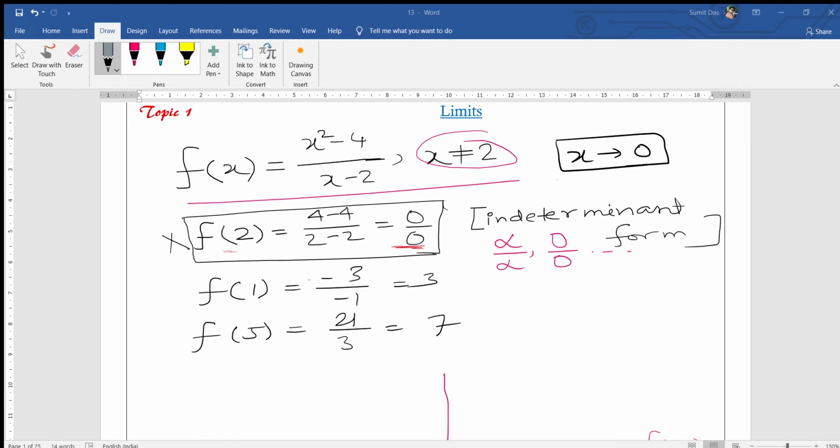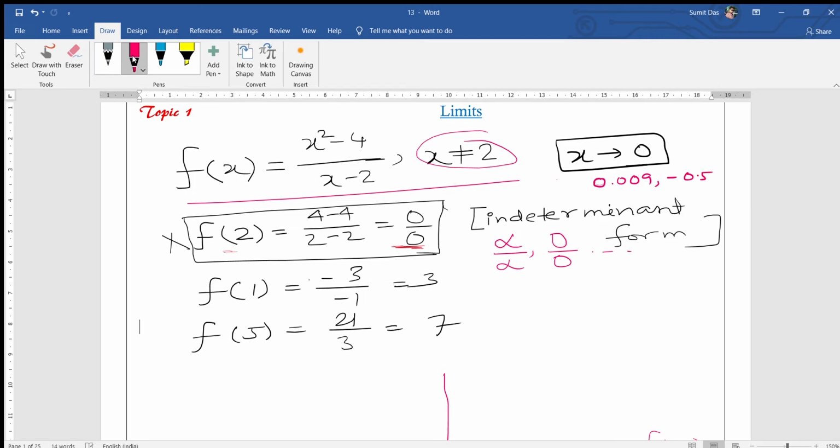So limit x tends to 0. That means that the value of x is going towards 0. It can be 0.009, it can be minus 0.5. Any number, but very near to 0.